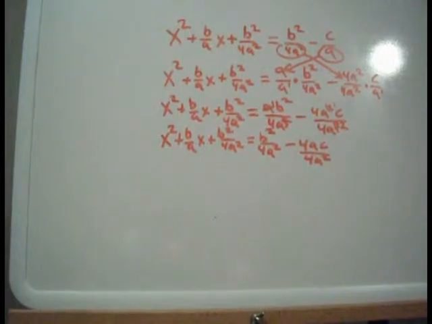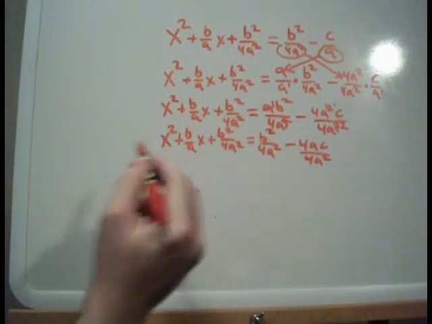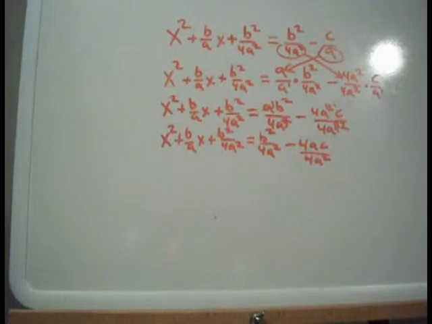Now then, what is our next step? Well, we're going to use the reversed FOIL method to get rid of this. That's right, we're going to factor this out. What's it going to become? Okay, well, I'll show you what it becomes. Let's get rid of that.